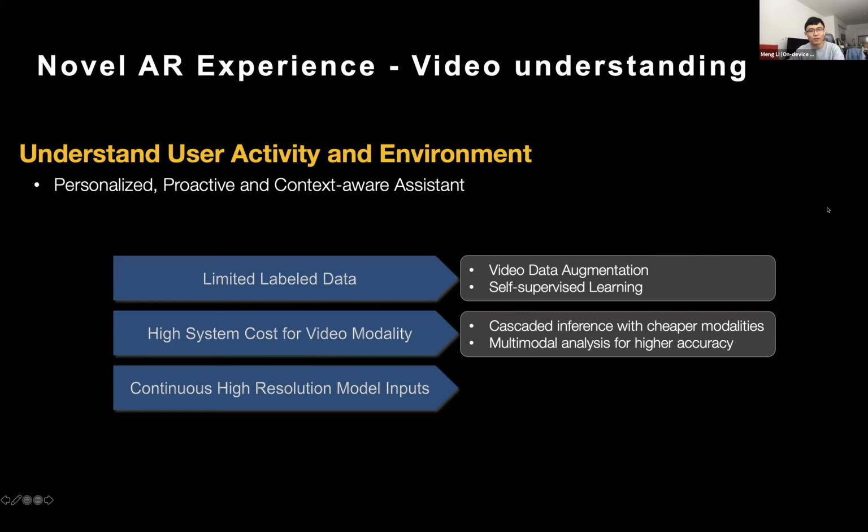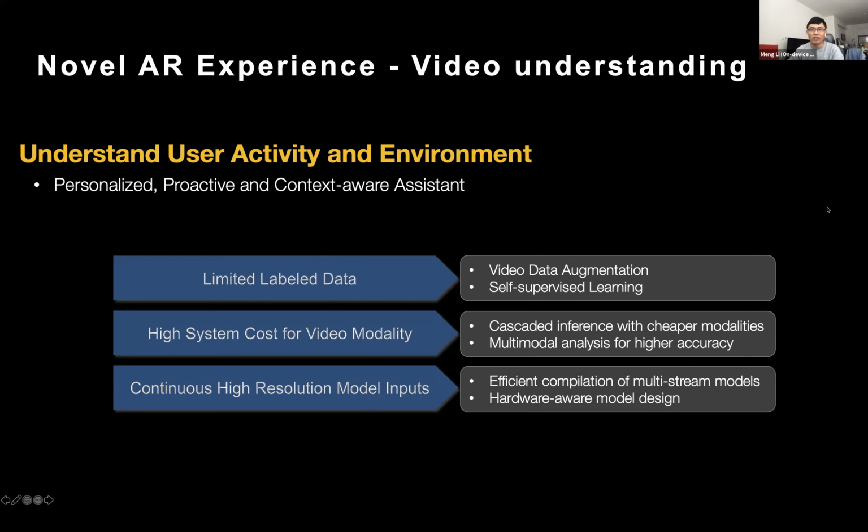In order to reduce the system cost for video modality, we consider multi-modal analysis and cascaded inference to reduce the latency and also improve the accuracy of the model. And in terms of high resolution model inputs, we leverage what we call hardware-aware model design to reduce the cost, and also efficient compilation of multi-stream models. In the rest of my presentation, I will discuss these different aspects in detail.